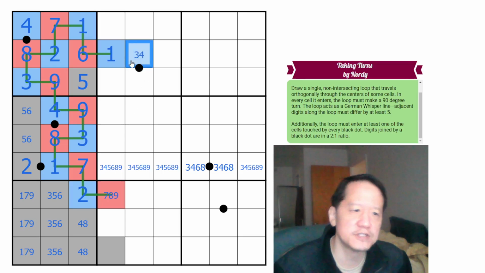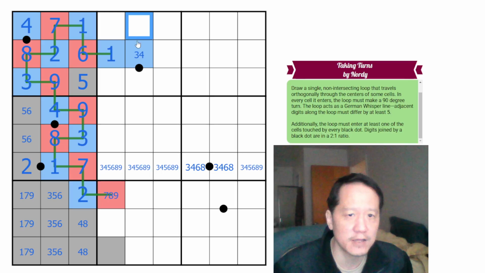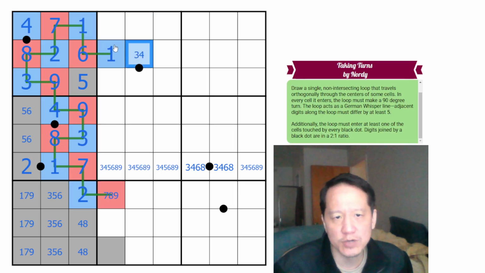Okay, so since this is 3 or 4, it can never be high. It can never go this way, right? If it tries to go this way and then connect this, it doesn't work because this would have to be high, low, and then high. So it cannot enter in this way. Therefore, it must specifically enter this one. And this one has to be low also.